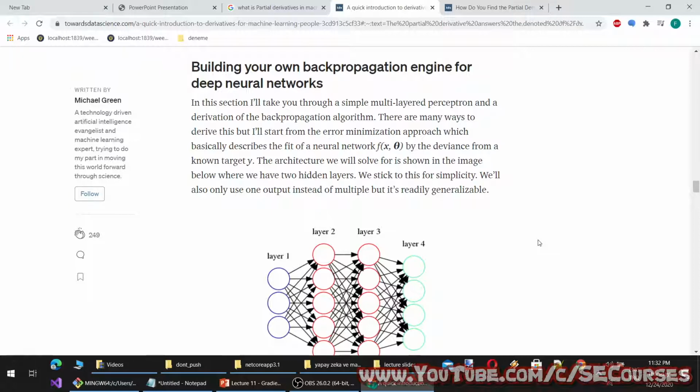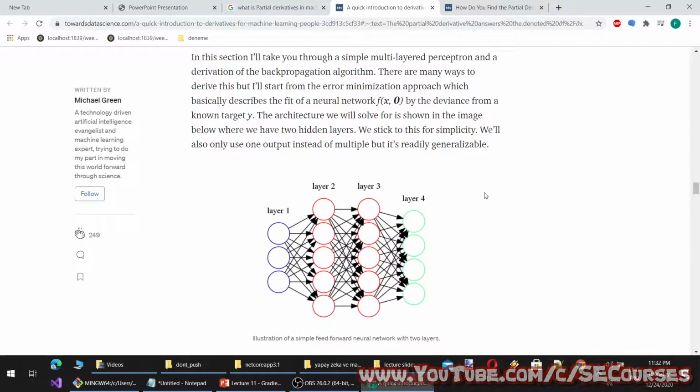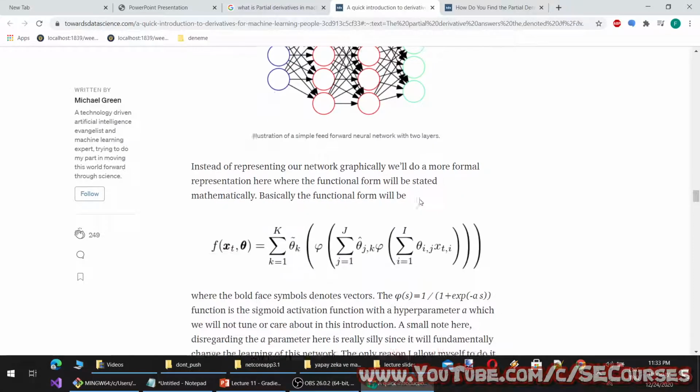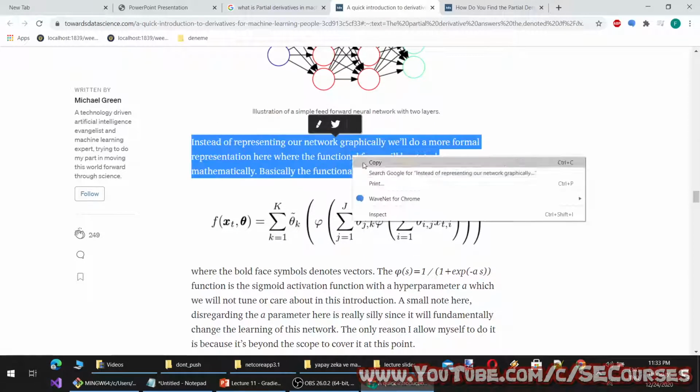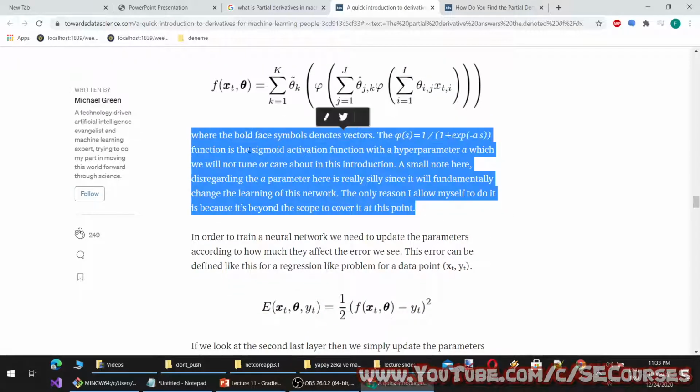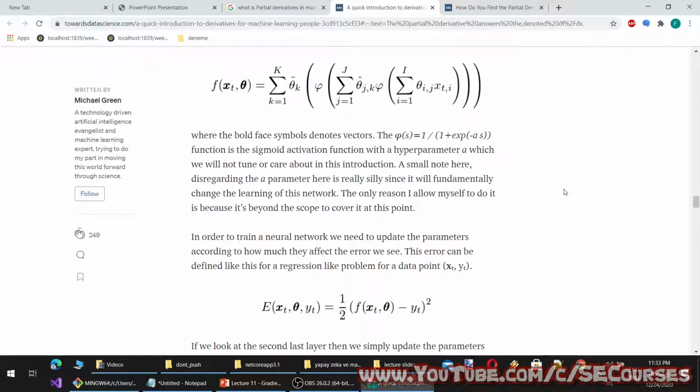The architecture we will solve for is shown in the image below, where we have two hidden layers. We stick to this for simplicity. We'll also only use one output instead of multiple, but it's readily generalizable. Instead of representing our network graphically, we'll do a more formal representation here, where the functional form will be stated mathematically. Basically, the functional form will be where the boldface symbols denote vectors.